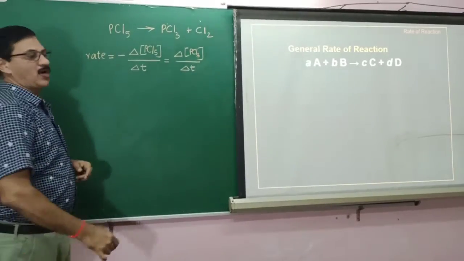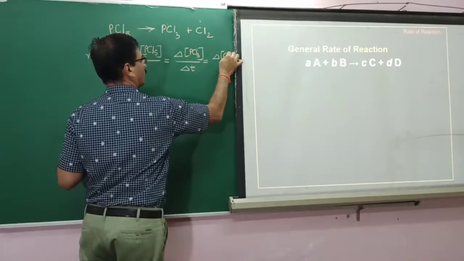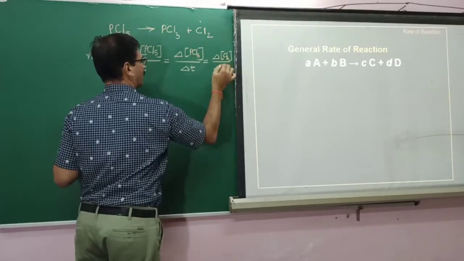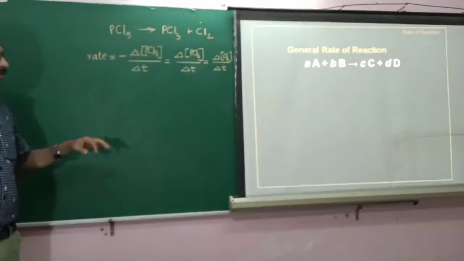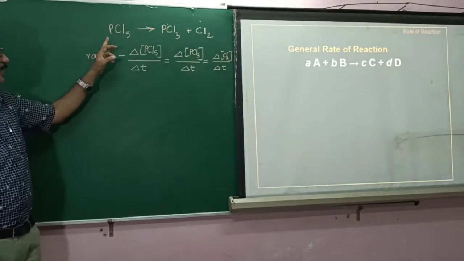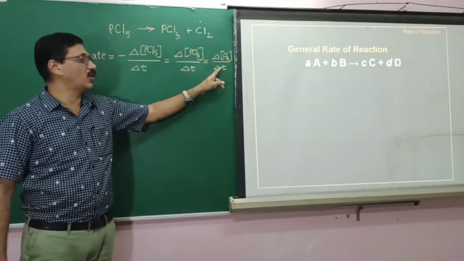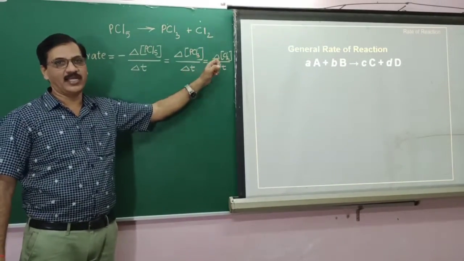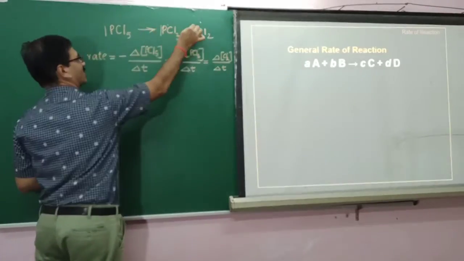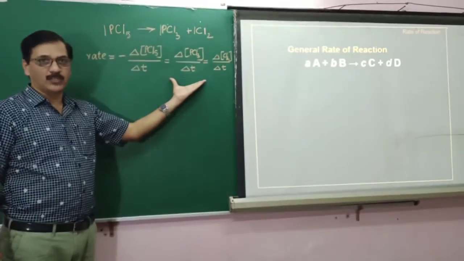And also there is one more product, this can be equal to concentration of Cl2 by change in time taken. So this is the expression for rate of a reaction in terms of a reactant PCl5 and in terms of products PCl3 and Cl2. Here the stoichiometric coefficients are 1. Therefore, this looks so simple.